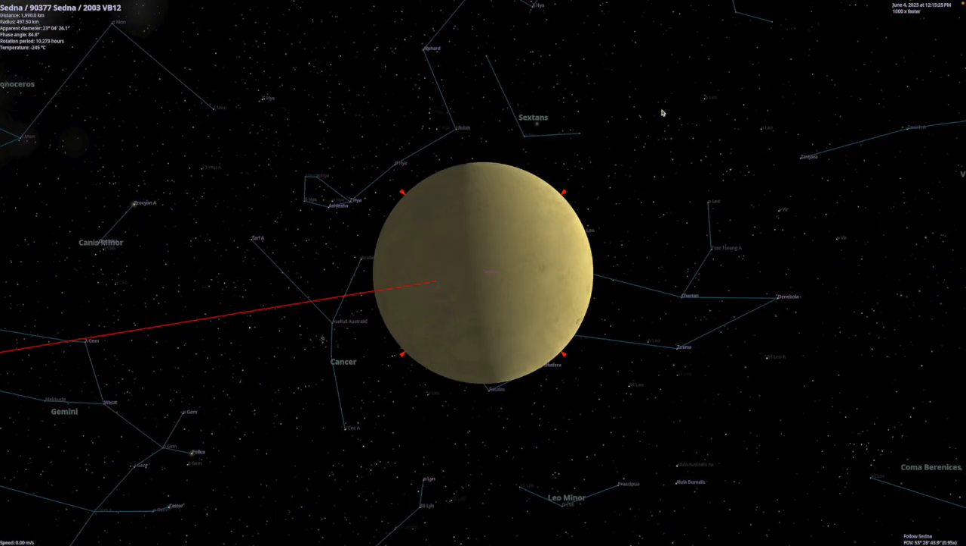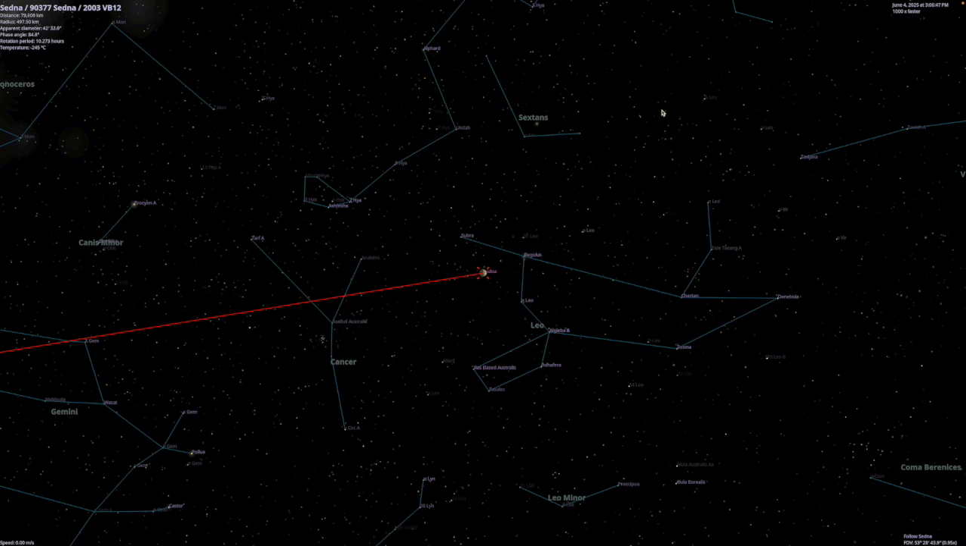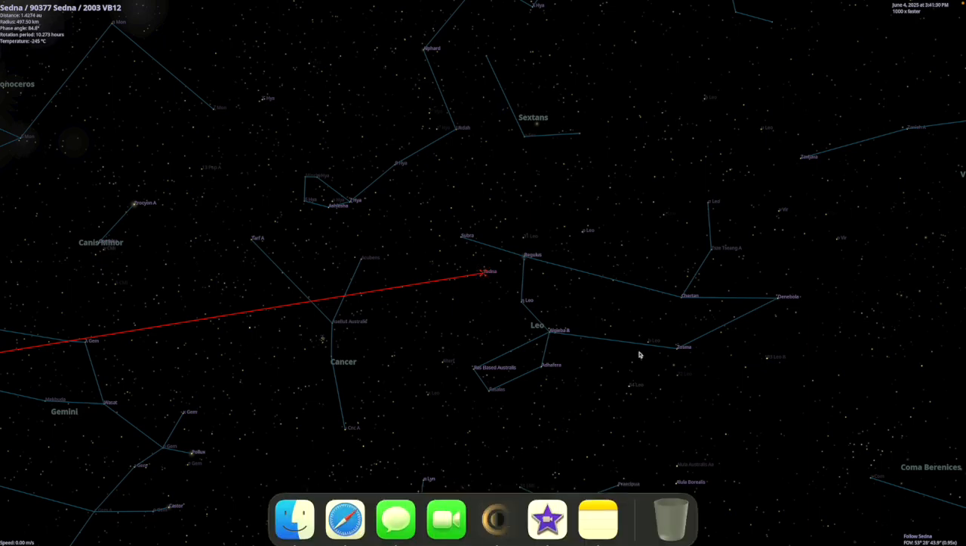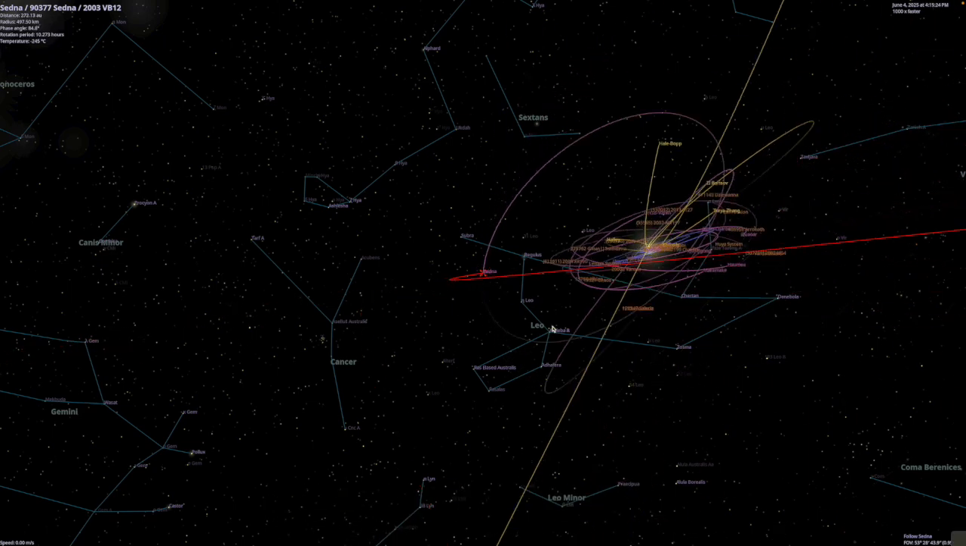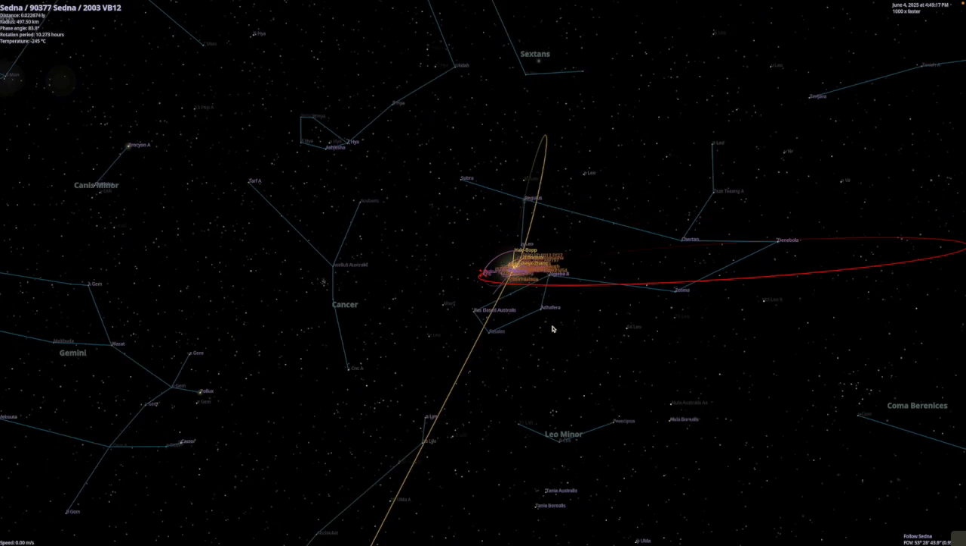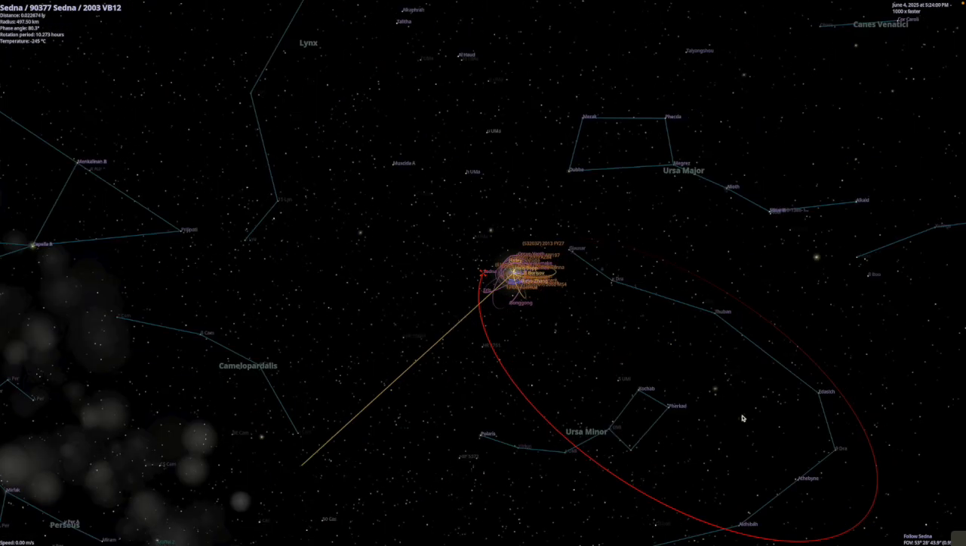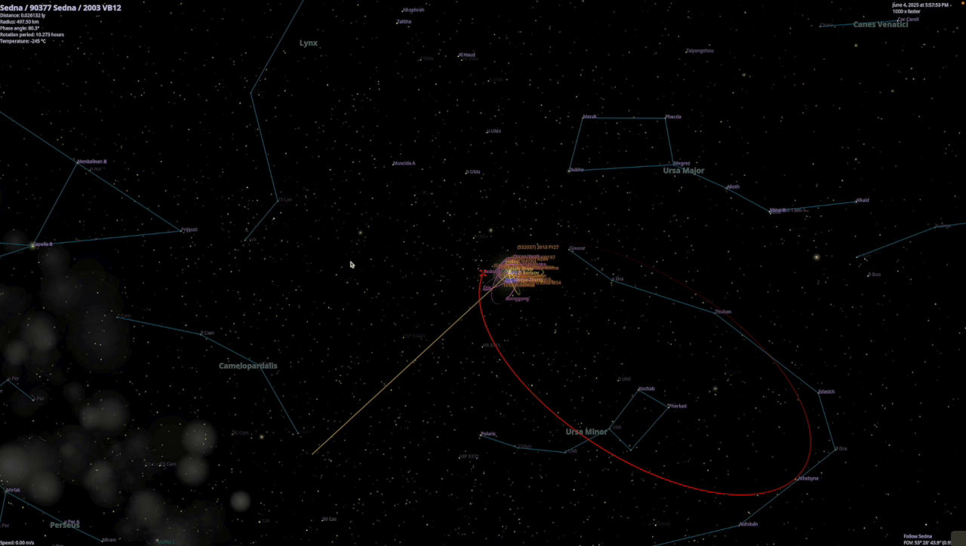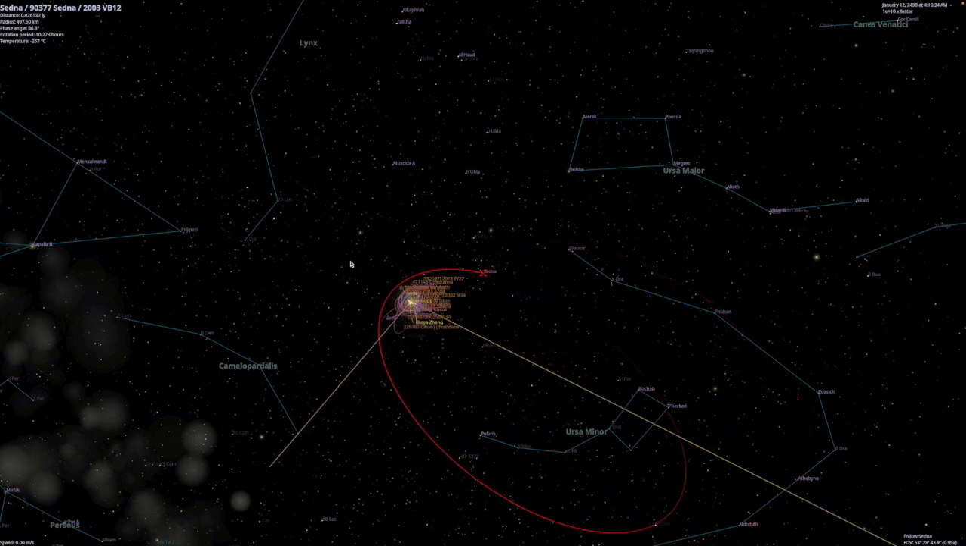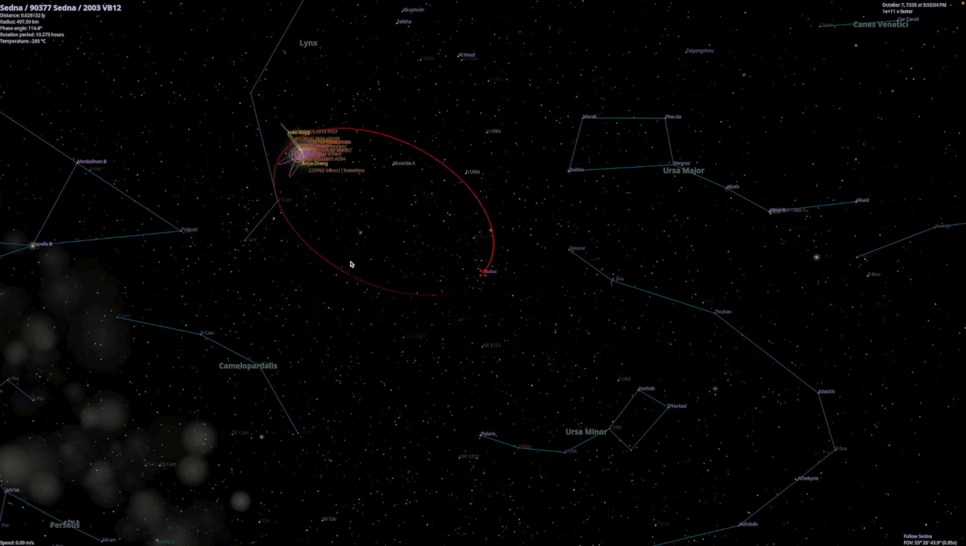Sedna. What's unique about this dwarf planet is that it's the furthest thing in the solar system. If we zoom out more and more, here it is. You can see it has a very elliptical orbit. If we speed things up 10 billion times, 100 billion times, here.